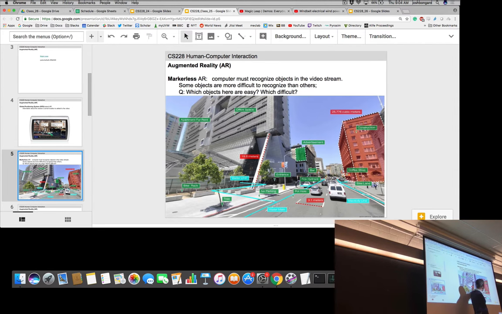Let's focus on this one. How did it know that that was an advertisement rather than a traffic sign, for example, which you may want to see? Did it have to know that it's a picture of something and then reference every company out there?